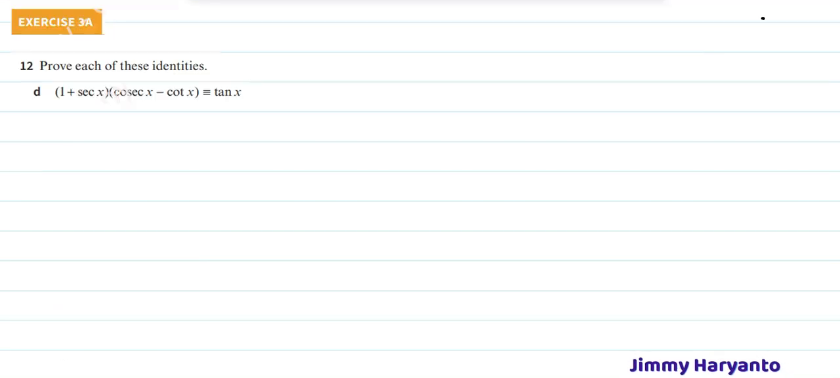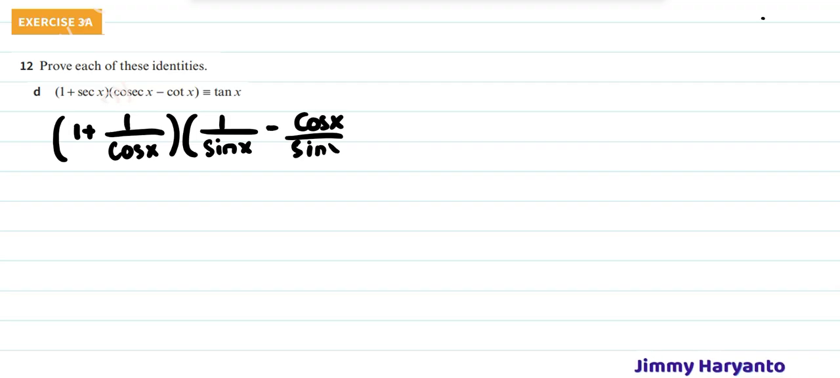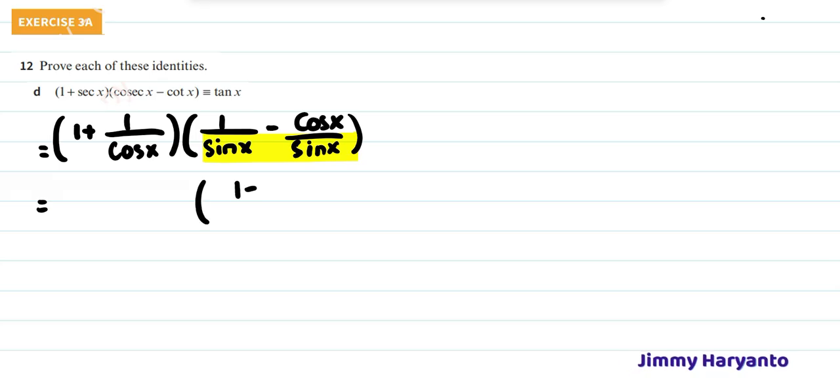And then next one is 12D. For 12D we will use the formula of secant. So secant is 1 over cos, so I will write it like this, or maybe just do it like this. And then for this one is 1 over sine, cosecant is 1 over sine, minus cotangent is cos x over sine x. Okay, and then after this, as you can see, the denominator is already the same. That means we can combine them all, like 1 minus cos x over sine x.